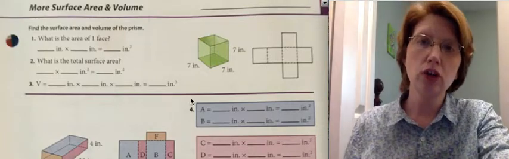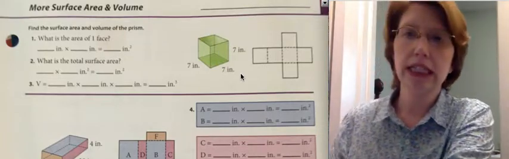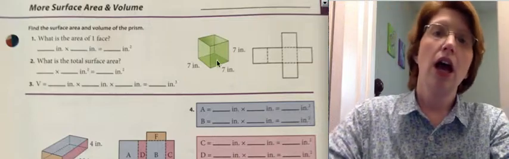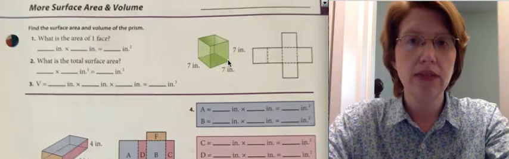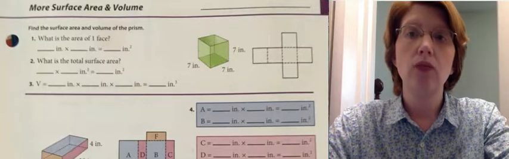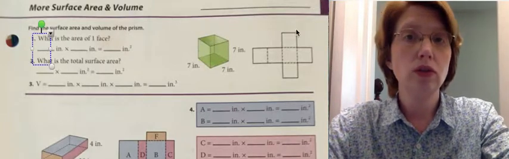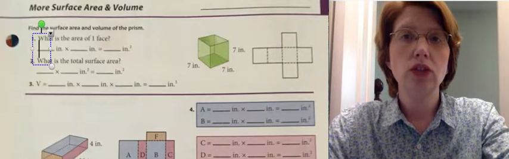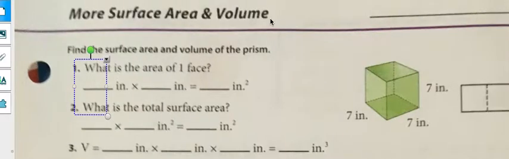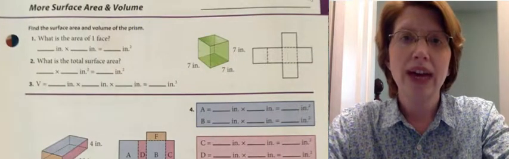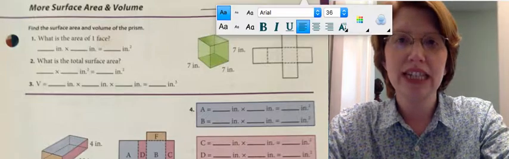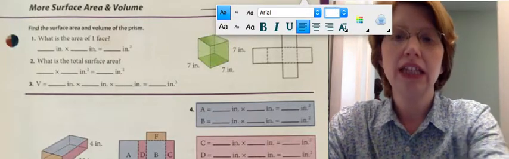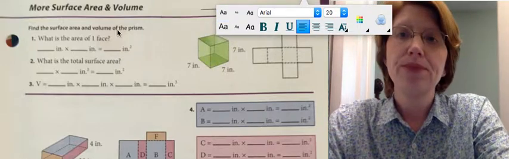It's got the green cube at the top. And let's look at this together. It says, what is the area of one face? Okay, so this is a face. If I want the area of one face, first of all, I need to change the size. Technical difficulties. Okay, now let's try this again.